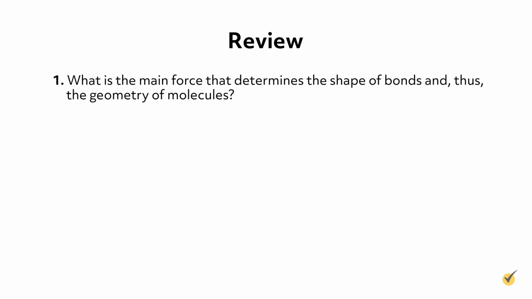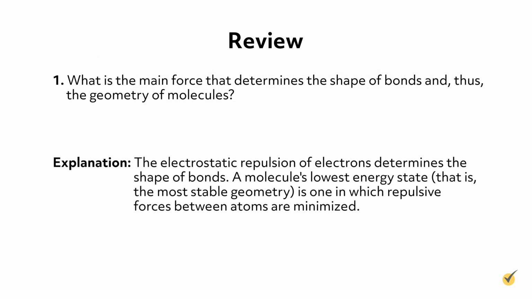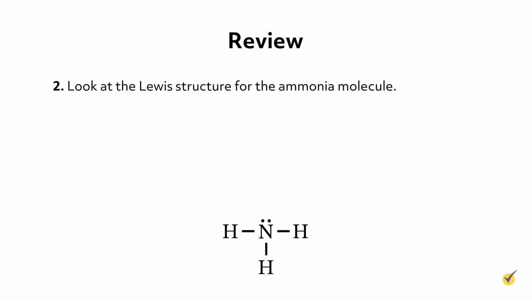Number 1. What is the main force that determines the shape of bonds and thus the geometry of molecules? The electrostatic repulsion of electrons determines the shape of bonds. A molecule's lowest energy state, that is, the most stable geometry, is one in which repulsive forces between atoms are minimized. Number 2. Look at the Lewis structure for the ammonia molecule.